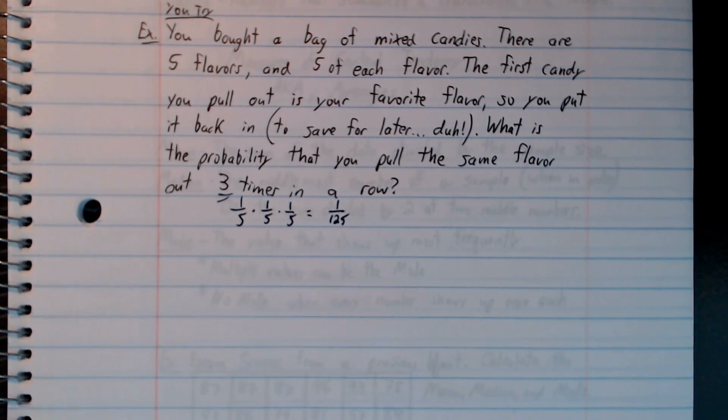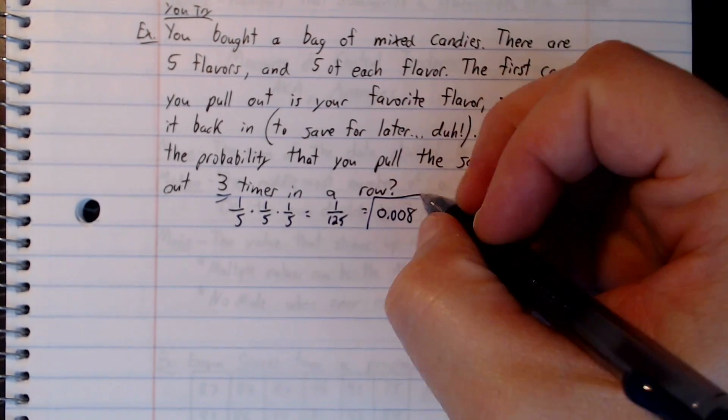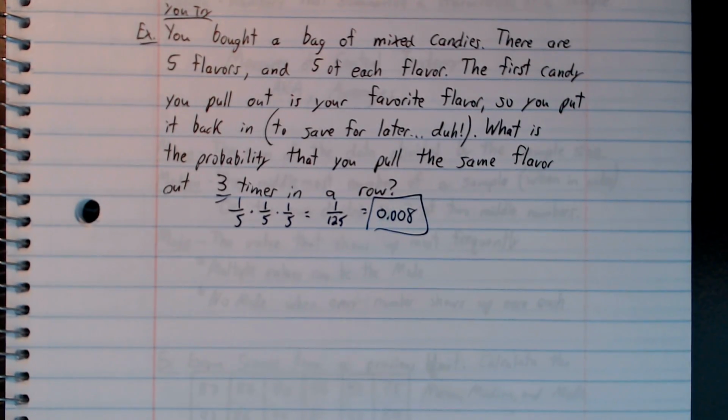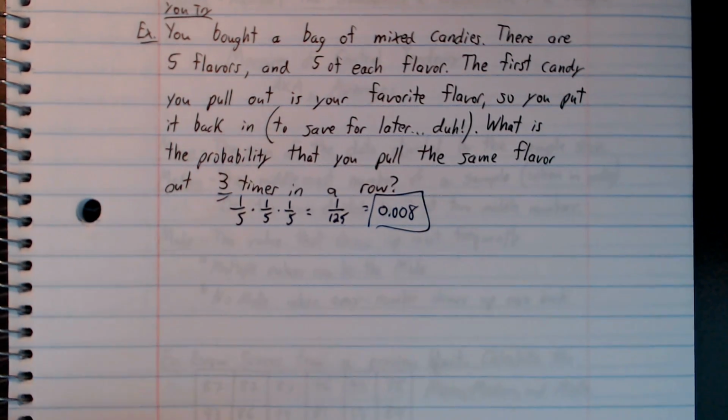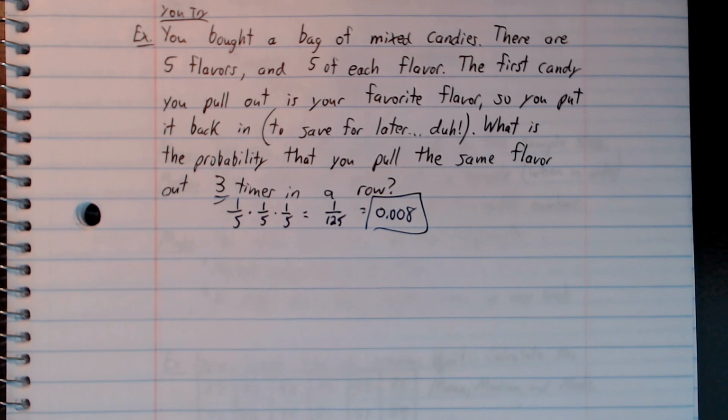So there's one out of 125 chance of pulling out your favorite flavor every single time in a row, even when you put that back into the bag. That's a 0.008% chance of happening. Most likely it's because you put it into the bag and then you probably just pulled that same one out without mixing it up. That's probably what's happening. So that's it for that lesson.